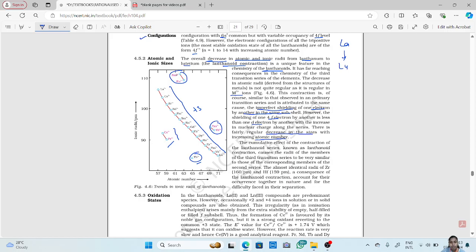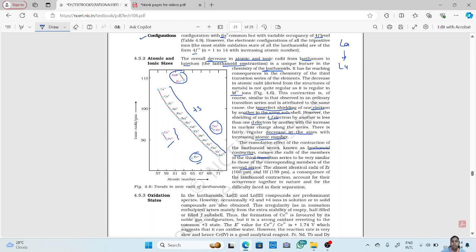Now, the cumulative effect of the contraction of the lanthanide series is known as lanthanide contraction. When you add all the effects of the contractions of the lanthanide series, it is known as lanthanide contraction, which causes the radii of the members of the third transition series to be very similar to those of the corresponding members of the second series. So the effect of this contraction is it will show a very close or similar size, a similar radius, of the members of the third transition series with the second series.